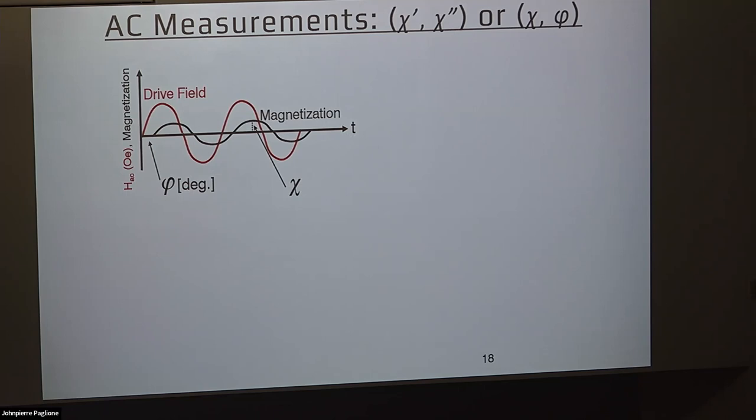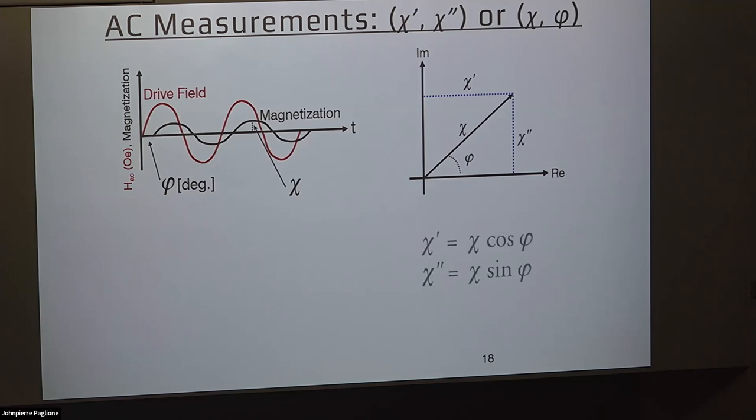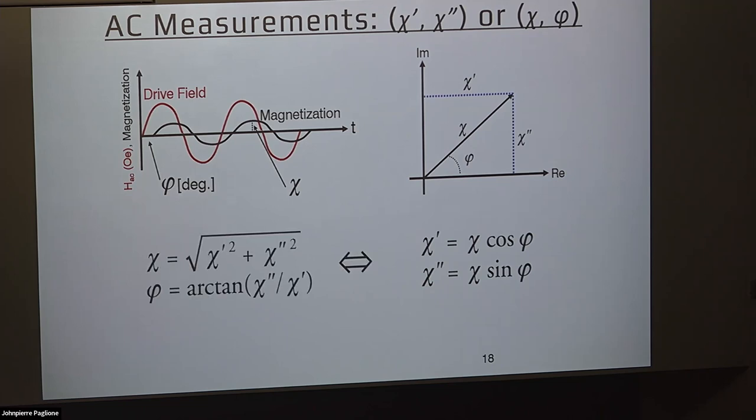So if we're thinking in terms of amplitude and phase, basic math here, we can also think in terms of a real component and an imaginary component, typically called chi prime and chi double prime. Just a little behind the scenes here, our systems intrinsically measure chi prime and chi double prime, and then through very simple trigonometric relations, we calculate the amplitude and phase. This can be important if you're doing background subtraction. But to intrinsically measure these, we get these.